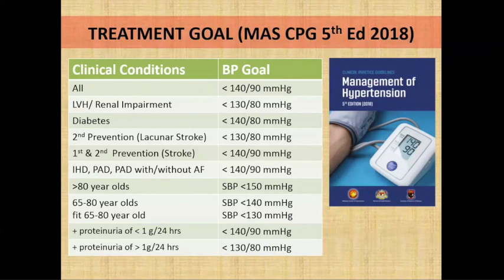Okay, Lim Won Yi, nice name. Doctor, if the patient has multiple clinical conditions, we should use the one with lower BP goal. Yes, true. Let's assume a patient who has renal impairment with diabetes, and also a lacunar stroke. So in this particular case, we go for the lowest, which is 130/80.